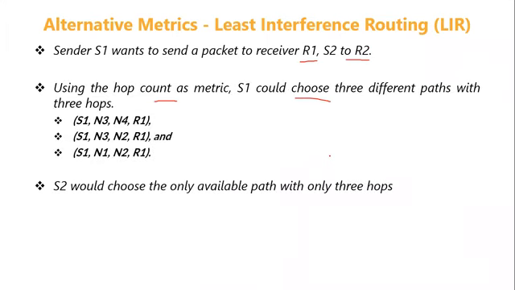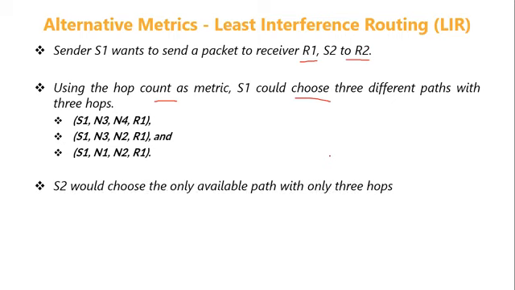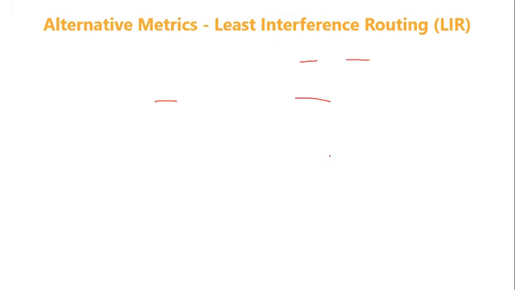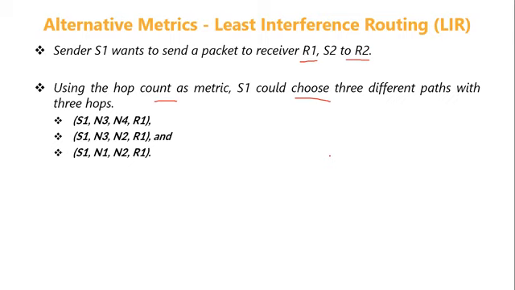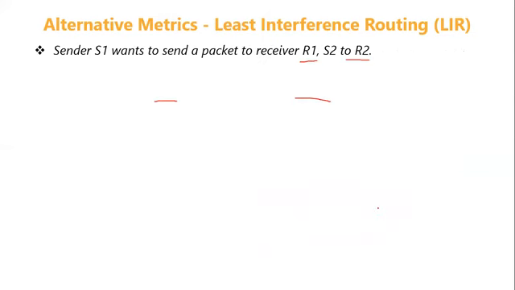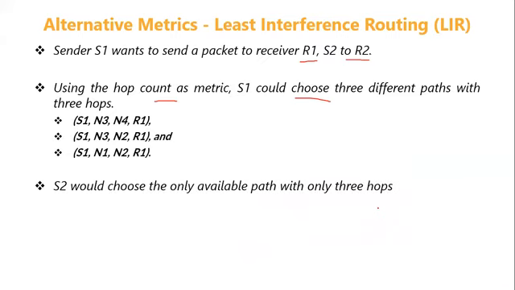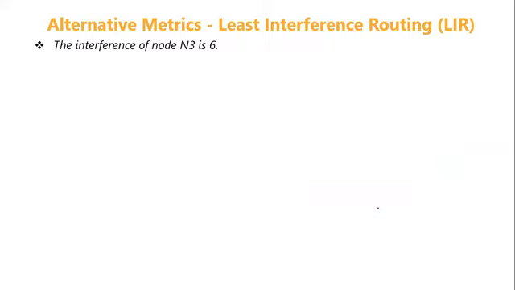Similarly, from S2 to R2, there is only one path. That path is whatever we have discussed previously: S2 to N5, N5 to N6, and N6 to R2. Okay. So that is the path we have from S2 to R2.